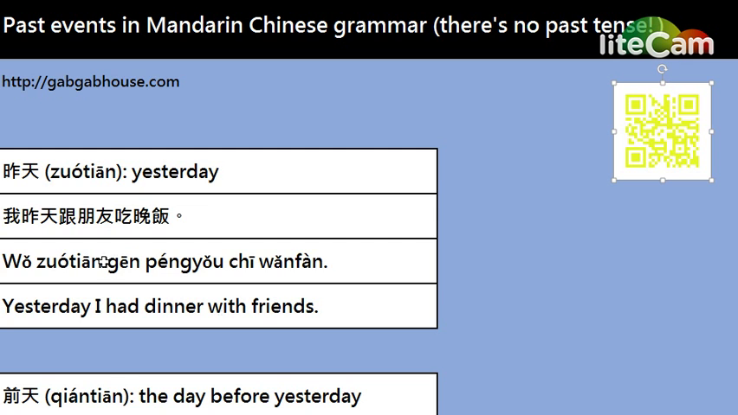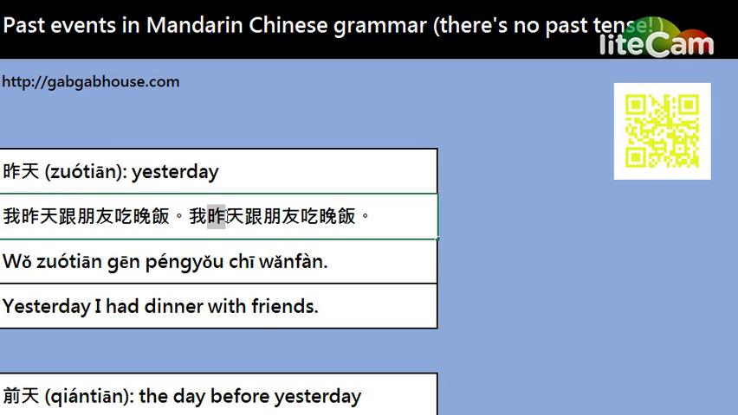Let's have a look at an example. Firstly, if we want to say yesterday, in Chinese it is 昨天. It means yesterday. If I say, "Yesterday I had dinner with my friends," in Chinese we will say 我昨天跟朋友吃饭.